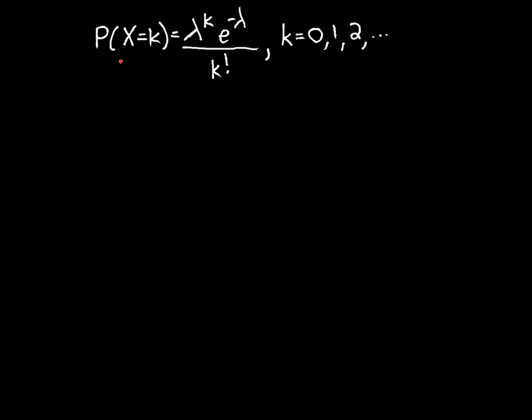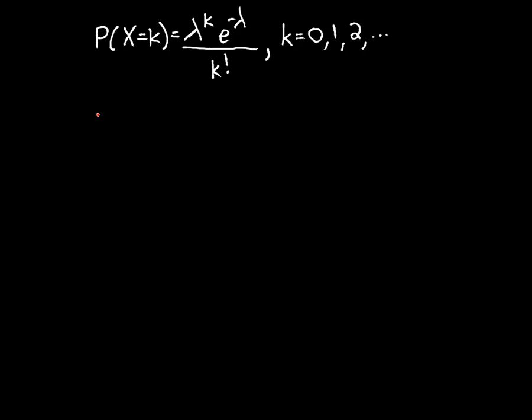Remember that the Poisson random variable is a version of the binomial random variable, except that you're dealing with a continuous time interval rather than a finite number of trials. So this counts the number of times an event occurs, and that can be any non-negative integer.